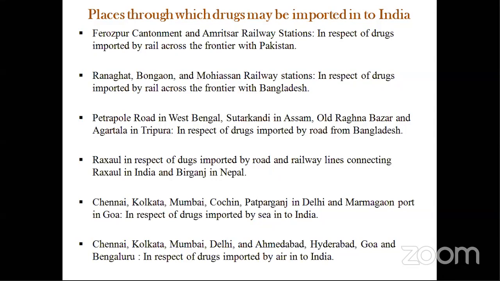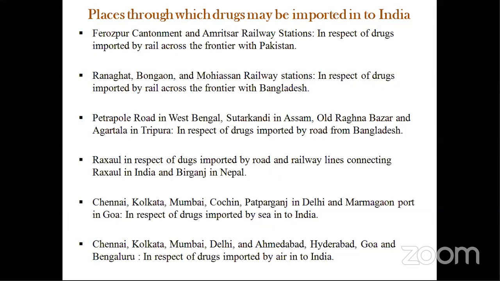Another set is Chennai, Kolkata, Mumbai, and Kochi. These ports, along with Goa, are also used directly by sea into India. Drugs are imported by sea, so some ports are mentioned: Chennai, Kolkata, Mumbai, Cochin.